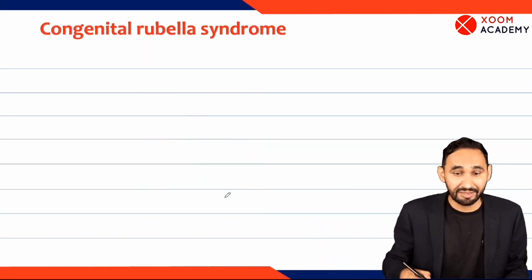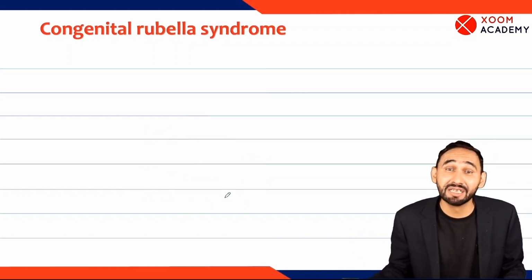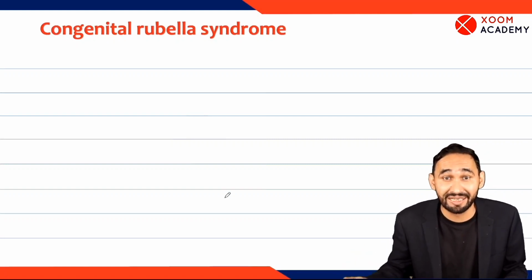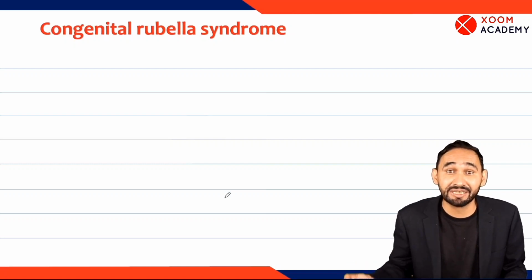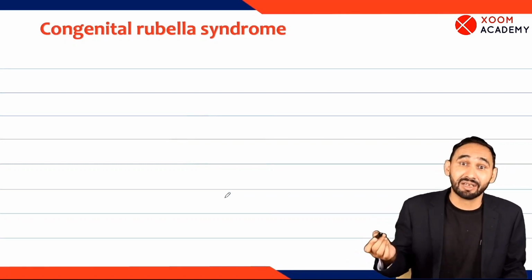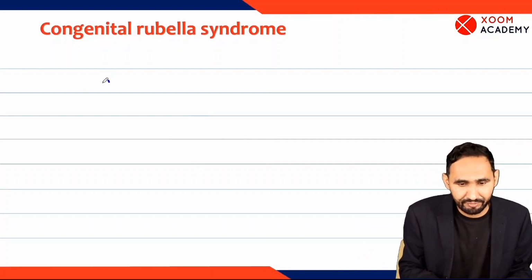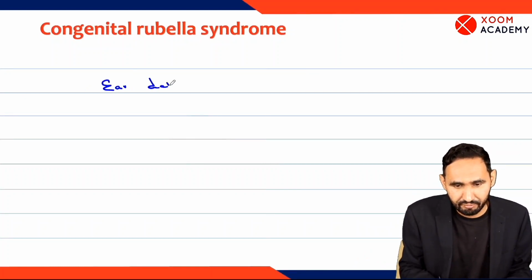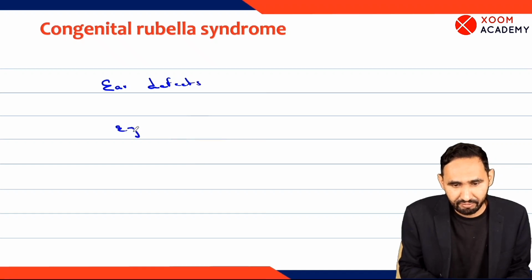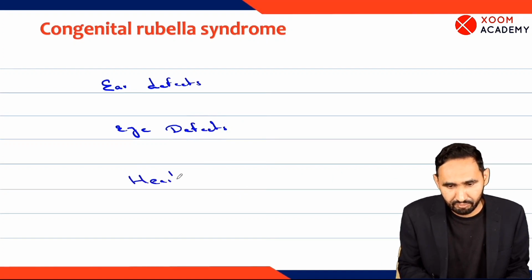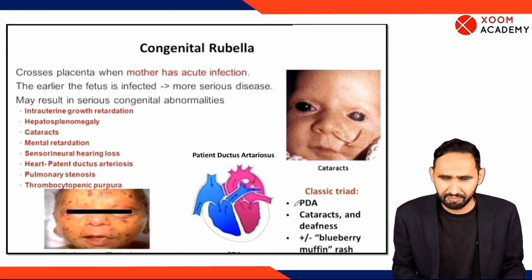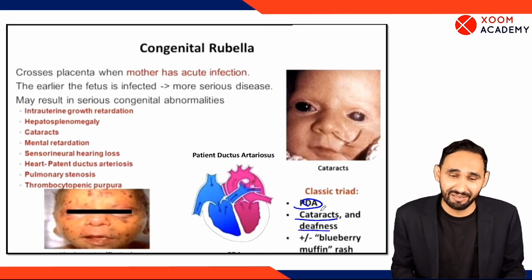Plus, there is congenital rubella syndrome. In case of vertical transmission, the rubella virus transfers from mother to fetus through the placenta and can cause congenital anomalies. Congenital rubella syndrome causes ear defects, eye defects, and heart defects. As you can see, it can cause patent ductus arteriosus, cataract, and deafness. This is the classical triad of rubella.